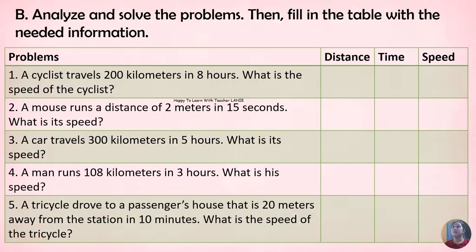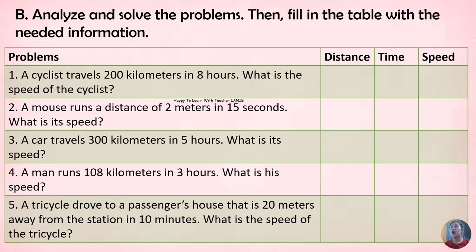Letter B. Analyze and solve the problems. Then, fill in the table with the needed information. Problems. Number 1. A cyclist travels 200 kilometers in 8 hours. What is the speed of the cyclist?